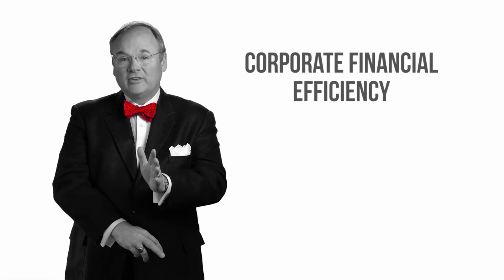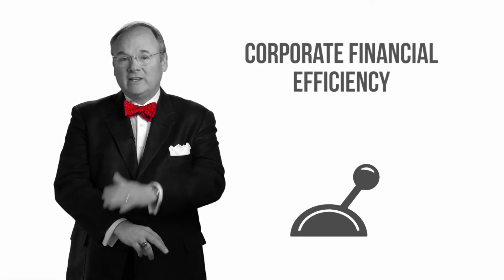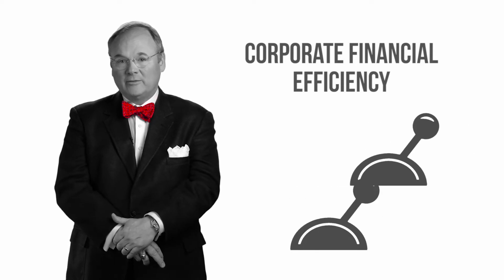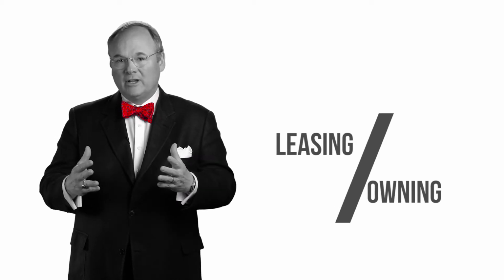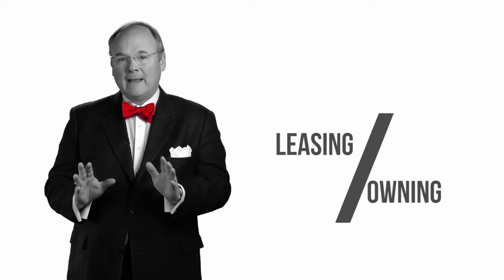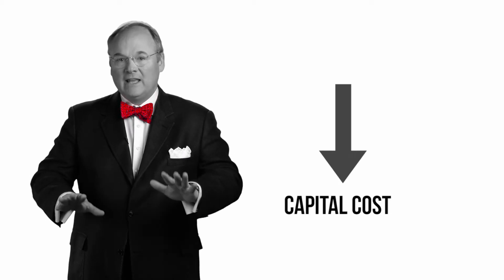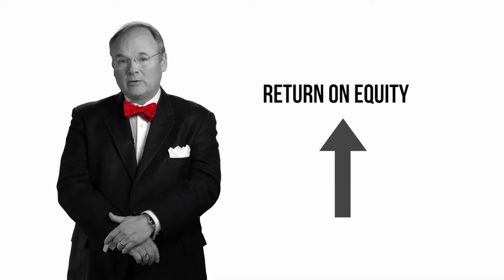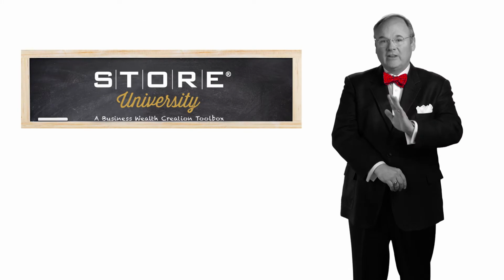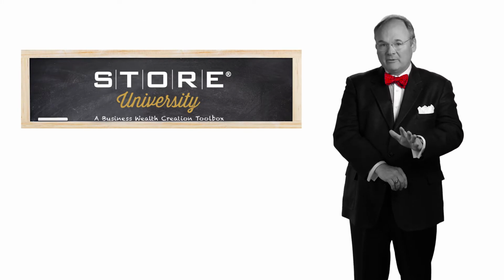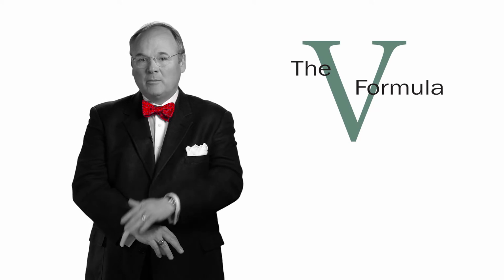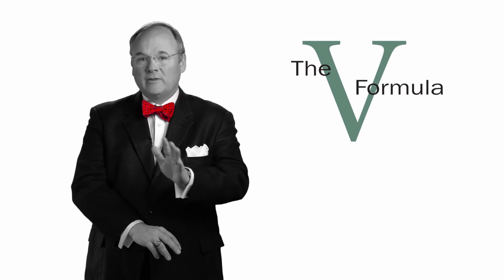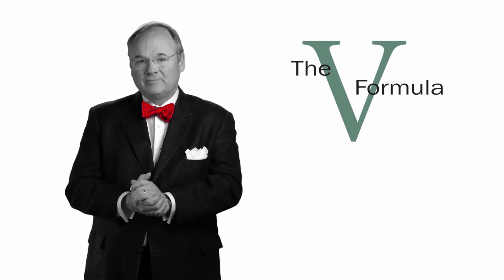If you recall from Lesson 6, corporate financial efficiency is one of the 6 levers that business leaders have to create shareholder value. And this is where decisions like leasing real estate versus owning real estate come into play. The major goal of capital efficiency is to lower the cost of capital and thereby increase the return on shareholder equity. Store University has already spent a lot of time delving into the computation of shareholder equity returns in Lessons 2, 3, and 4. Importantly, I showed you a tool called the V formula, which is a financial computation shortcut I devised for computing equity rates of return.